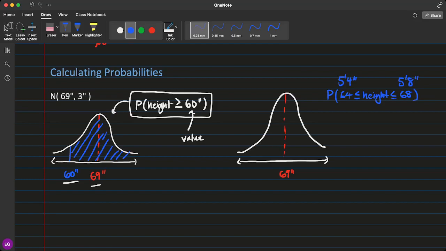So 64 inches would be like over here somewhere. 68 inches would be over here somewhere. And we want to know what's the area under the probability density curve between 64 and 68. So StatCrunch actually makes this quite easy for you to do. So I'm going to move us over to StatCrunch.